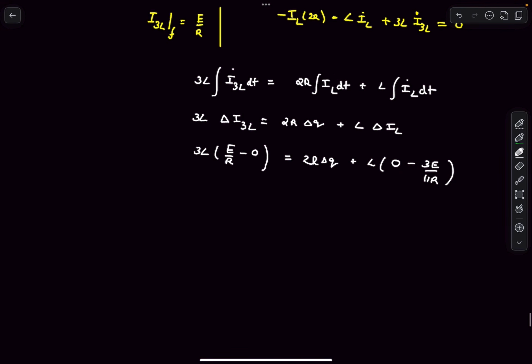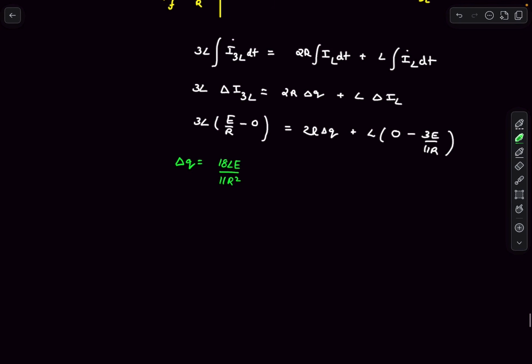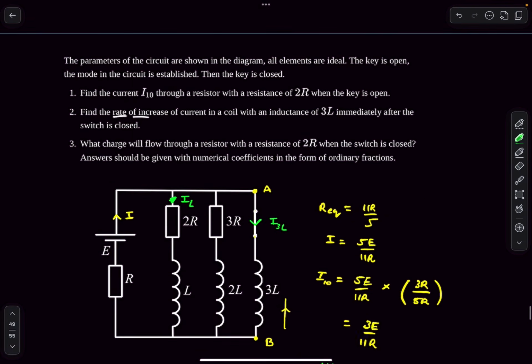Okay, so now we can just solve for delta Q. So after solving, the answer comes out to be 18 LE divided by 11R squared. So yeah, that was it for this question. Now let's move on to the next one.